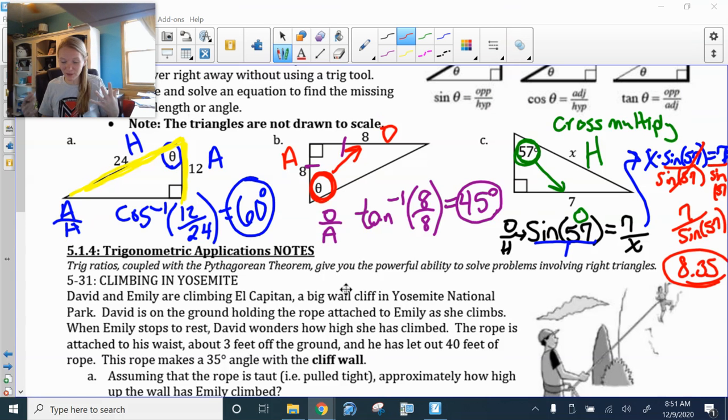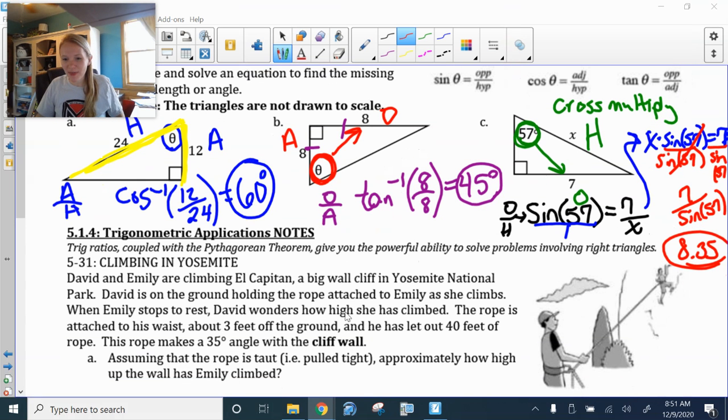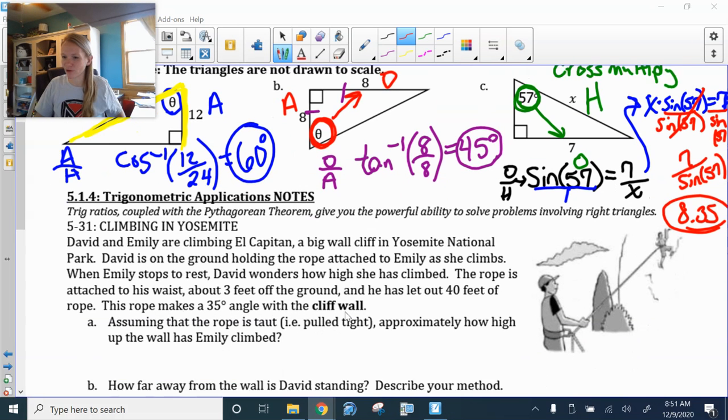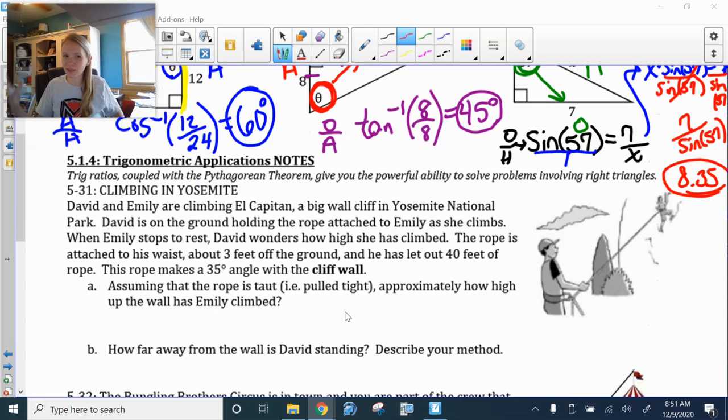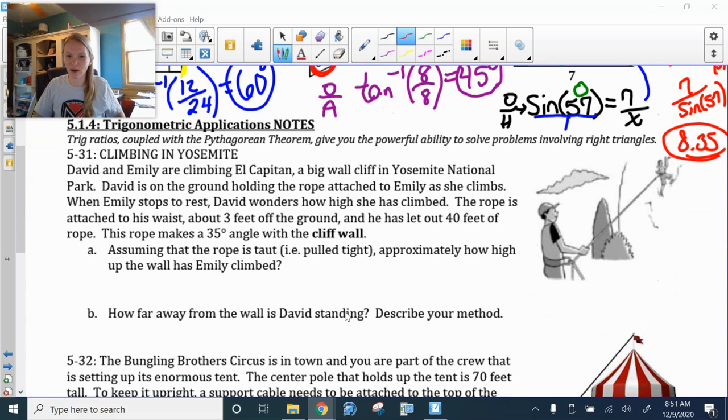Okay, so the rest of what we're going to look at today is just more examples of the same thing. It says trig ratios coupled with the Pythagorean theorem give you powerful abilities to solve problems involving right triangles. So Pythagorean theorem: a squared plus b squared equals c squared.